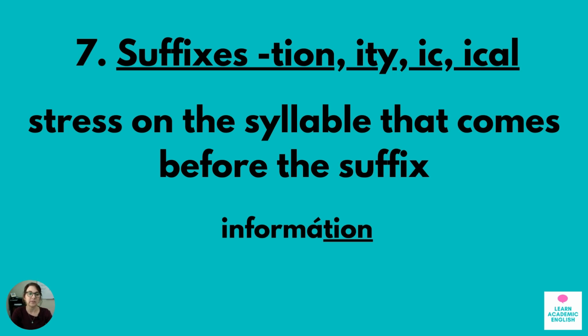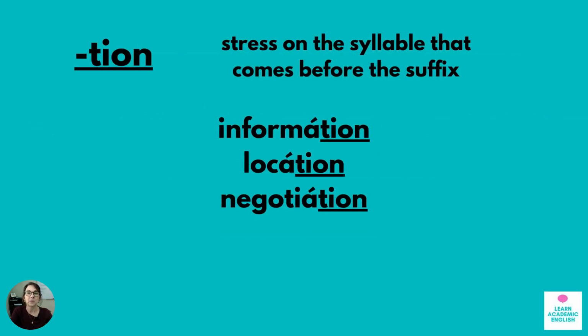For example, information. Here we have the suffix shun. Where's the stress? On the syllable before. Information. Okay, let's look at these more carefully. So again, with the suffix shun, we're going to have stress on the syllable that comes before. Information, location, negotiation. There are many other examples, and you can let me know some of them in the comments below.